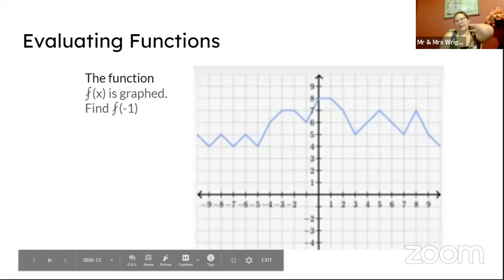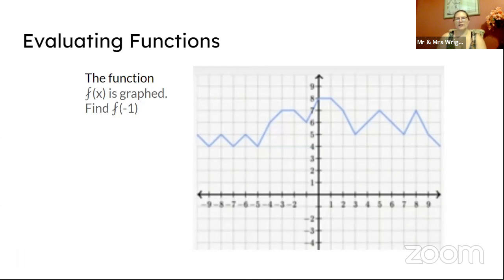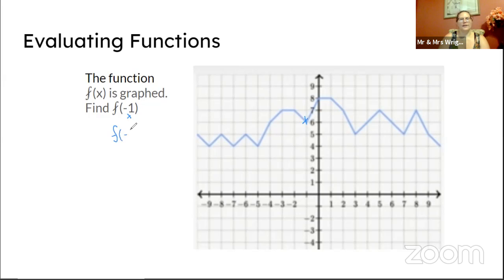All right, so you can also evaluate the function when you are given it in graph form. And I'm sorry, my graph seems a little blurry here. The function f of x is graphed. We need to find f of -1. Well, remember, this right here is the x, f of x. So we find what the y is when our x is -1. So here's -1. Our y is 6. So f of -1 is 6.